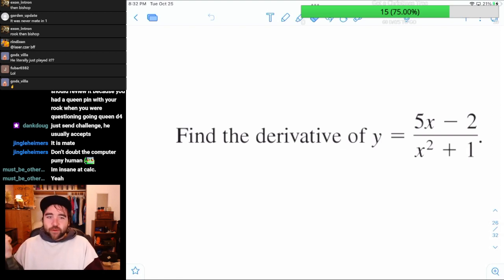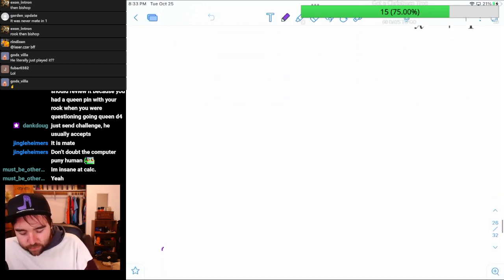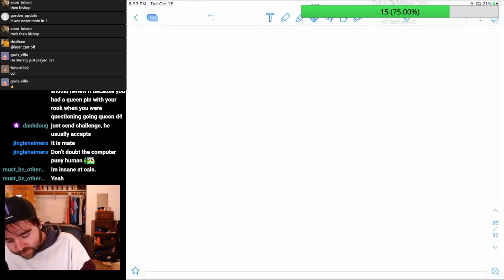So they want us to take the derivative of this. And to do that, we need the quotient rule. So first off, we need to prove the quotient rule. And we're going to do it with a similar method as last night with the product rule. It's going to take a lot of paper.